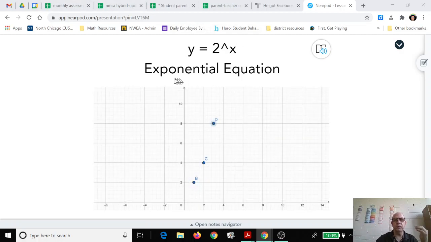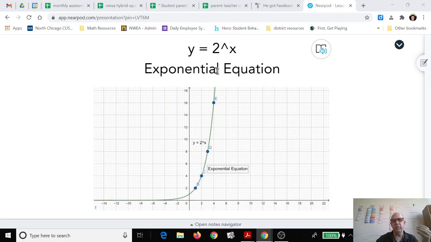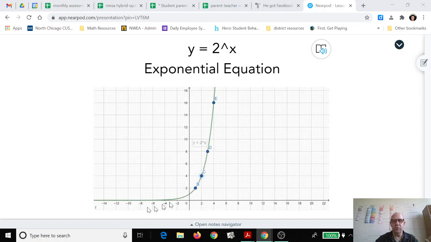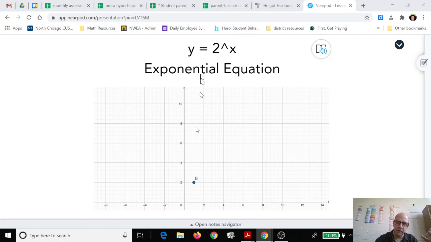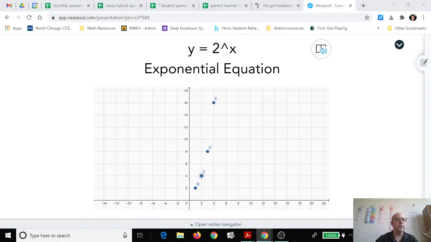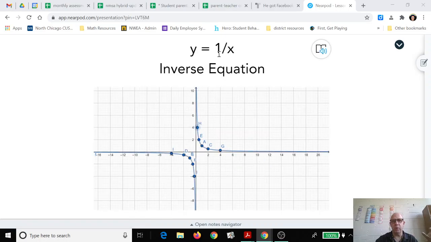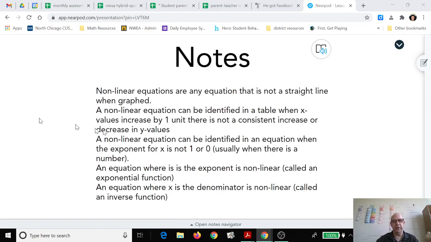Then we have two extra ones. One is the exponential equation. It's where you have a number raised to the power of x. And so this one is like a really steep slope, just kind of goes up. And then we have what they call the inverse function, where x is in the denominator. So it's like 1 over x. And so this is actually two lines. It's got a curve here and a curve here, and they're just avoiding the middle somewhere. Okay. Obviously on graphs, they're all easy to find because they're not straight. That's what not linear means.